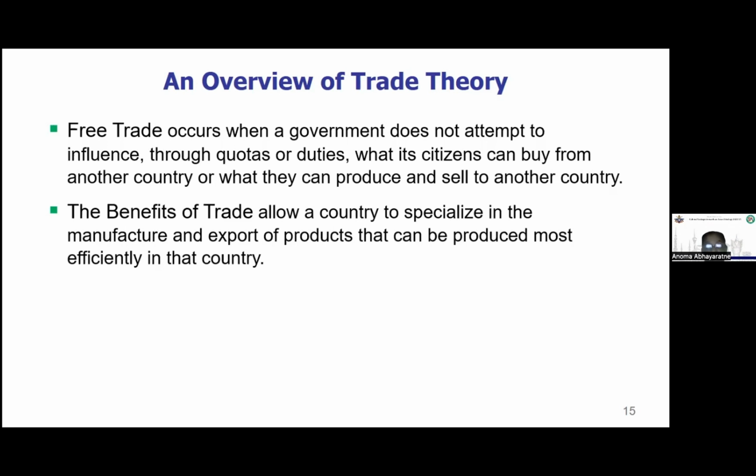Also, when we can export the goods that we produce, we can choose to produce the goods that we are good at producing. The goods that we cannot produce better than others, we can import at a lower price. So when we specialize in the goods that we are good at producing, we can produce most efficiently and sell them to other countries.